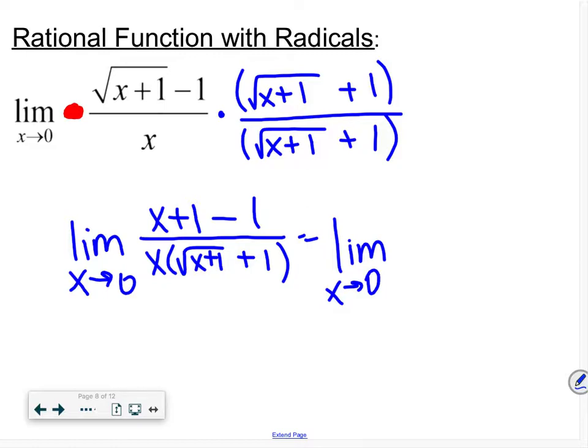So in the numerator, what do we have? We have an x. Ooh, in the denominator, we have an x, right? So we can simplify this down to 1 over radical x plus 1 plus 1. And now we can use direct substitution. Do I need to go through that simplifying again? Yes. What's 1 minus 1? Okay. x is canceled.